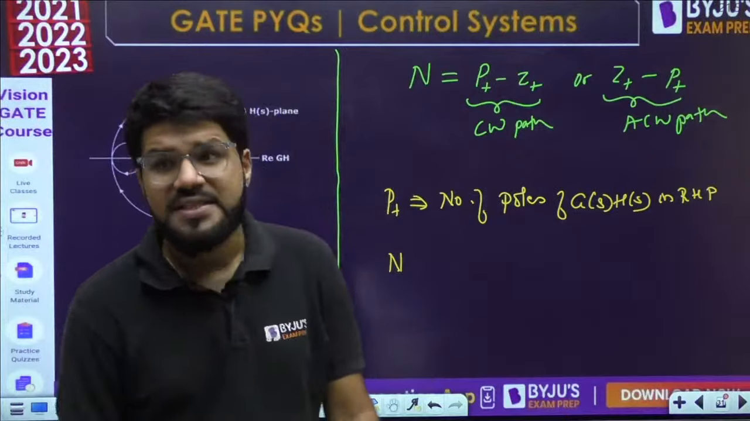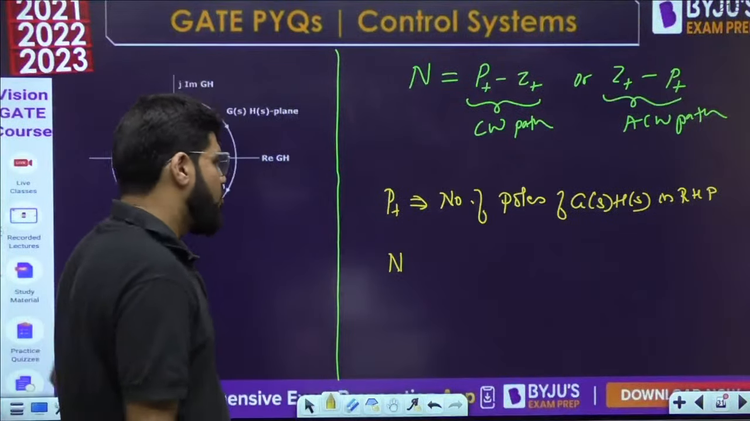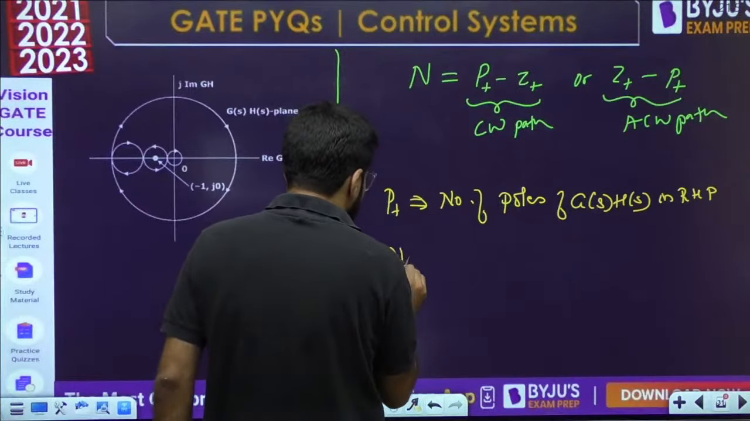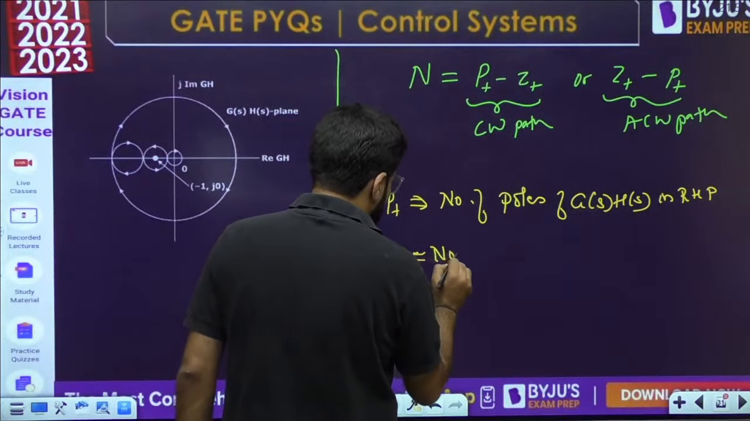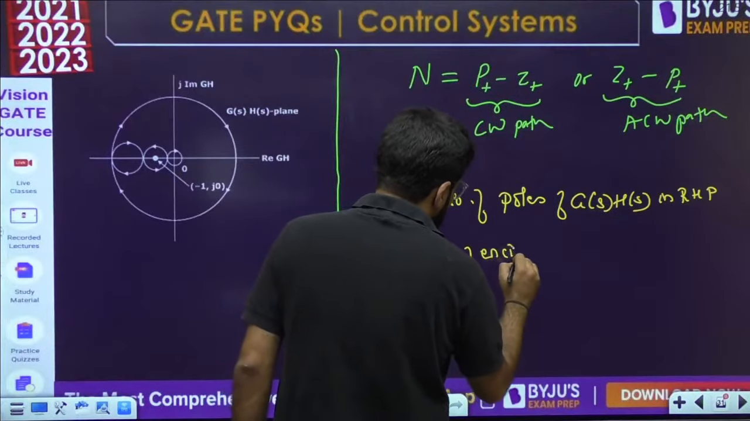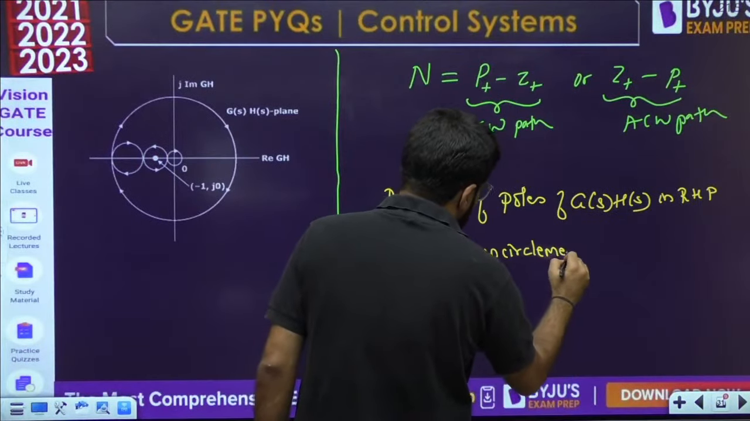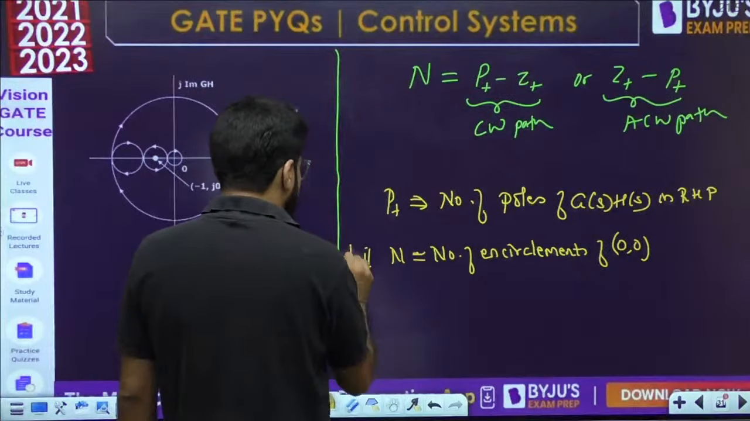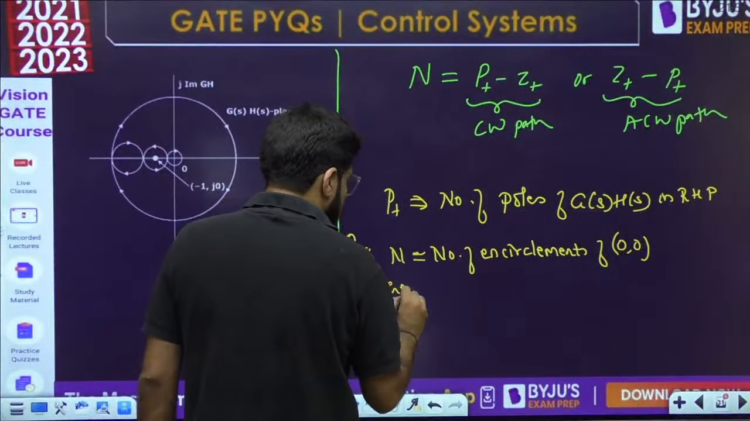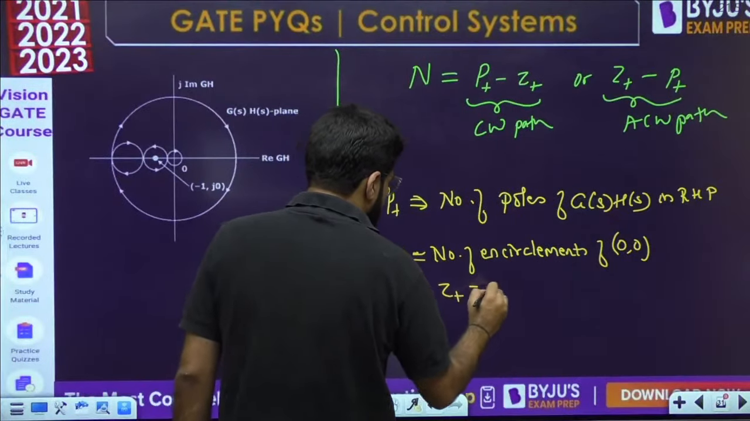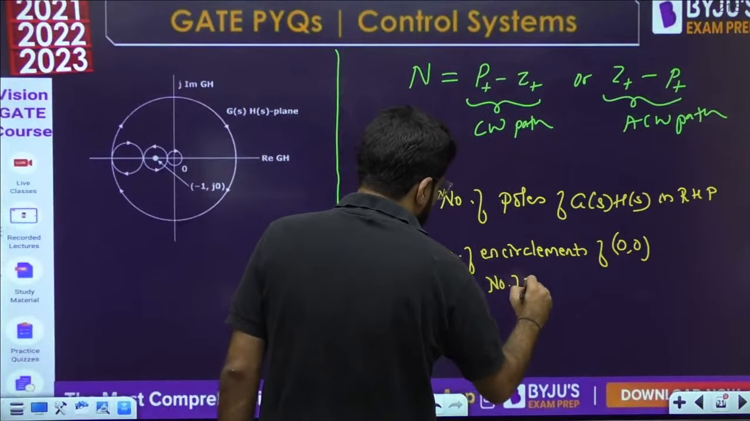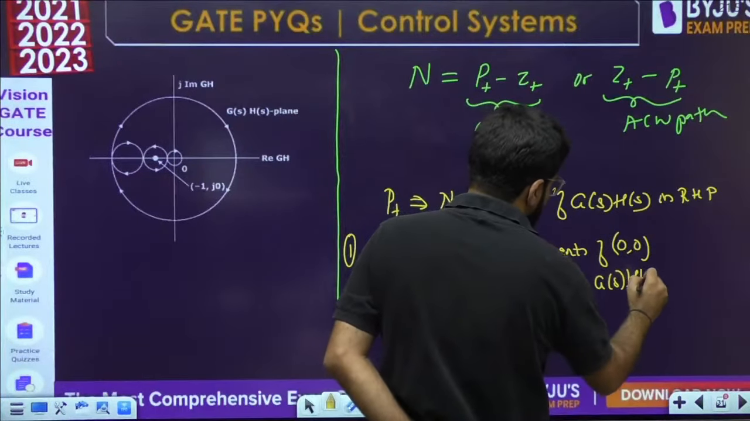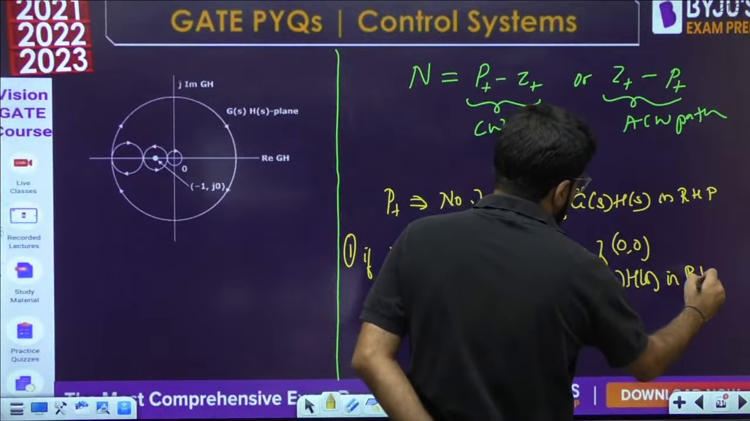What is N? What is Z plus? Okay. So, if you take the encirclement of actual origin, then Z plus is equal to number of zeros of open loop transfer function only, number of zeros of G(s)H(s) in RHP, dhyan dena.